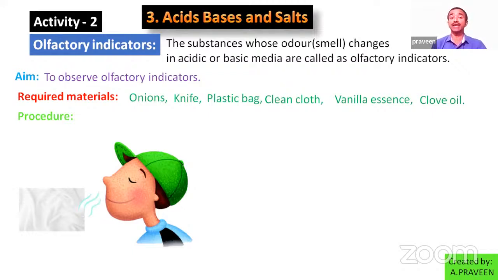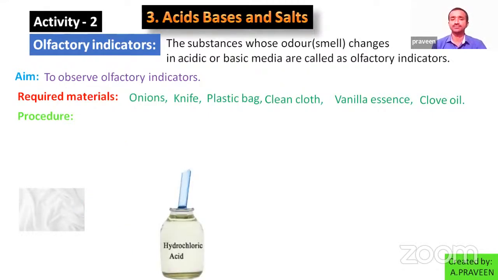Then here, we have to experience the behavior of this onion smell in the presence of an acid and in the presence of a base. Does the smell change or remain the same? You have to take an acid and a base also. Take a small piece of cloth from this, then add 1 or 2 drops of acid on the cloth surface.